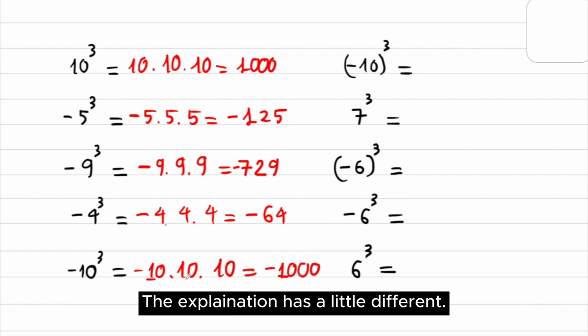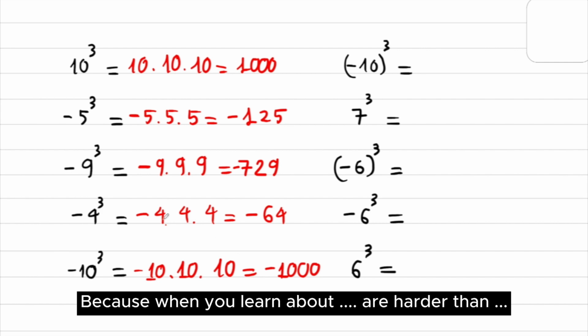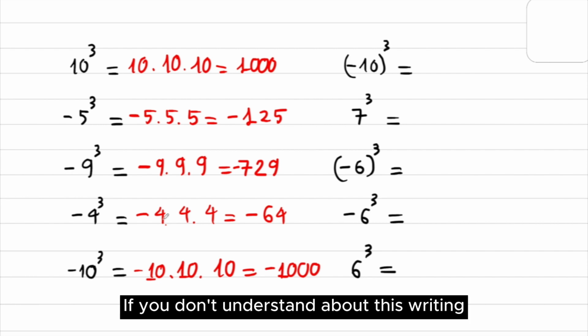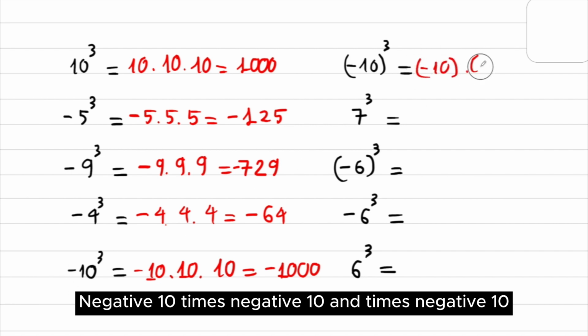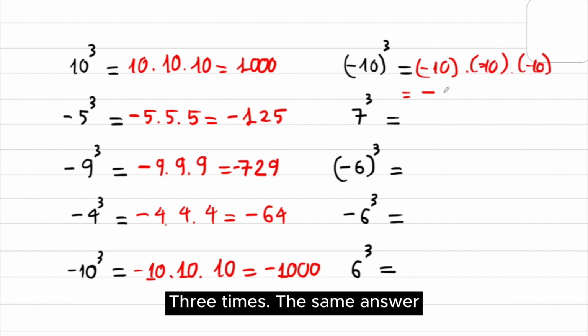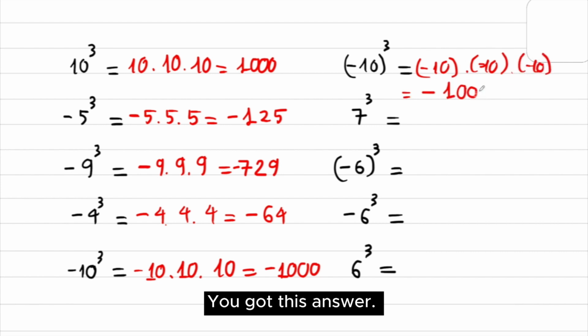The explanation is a little different. Look very carefully at this one, because when you learn about indices or harder exponents, you will have problems if you don't understand this writing. Negative 10 times negative 10 and times negative 10, 3 times. The same answer, you got from this action. You got this resultant number.